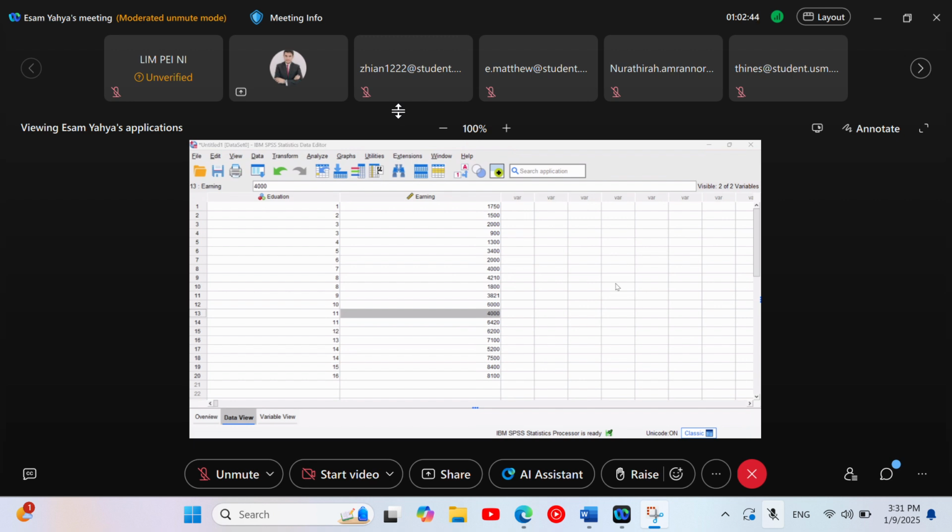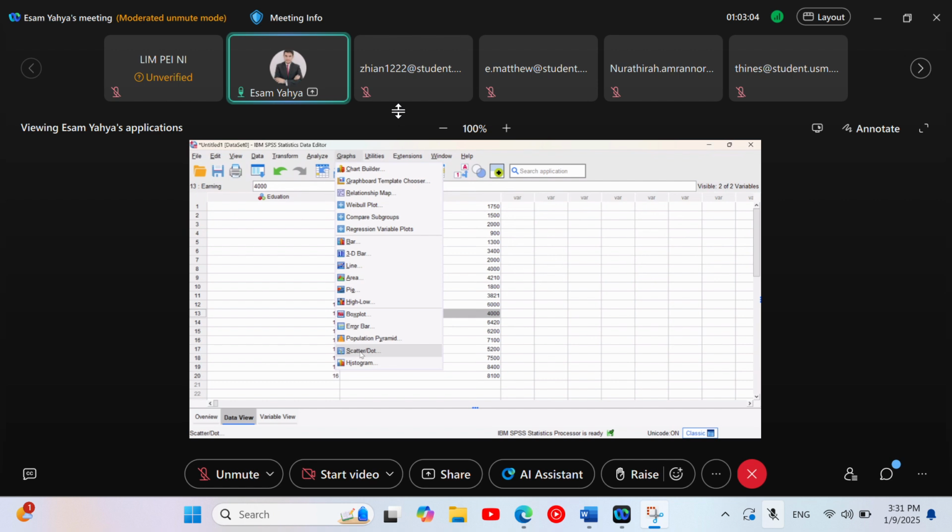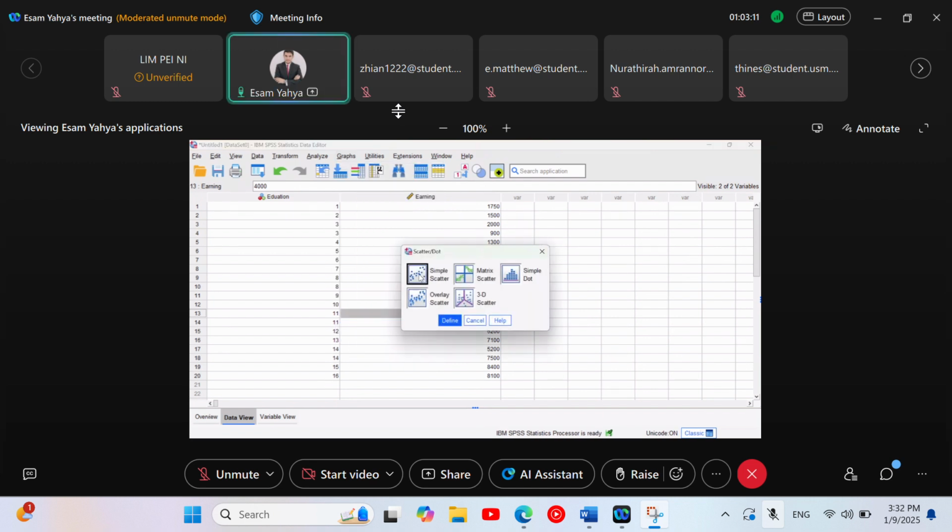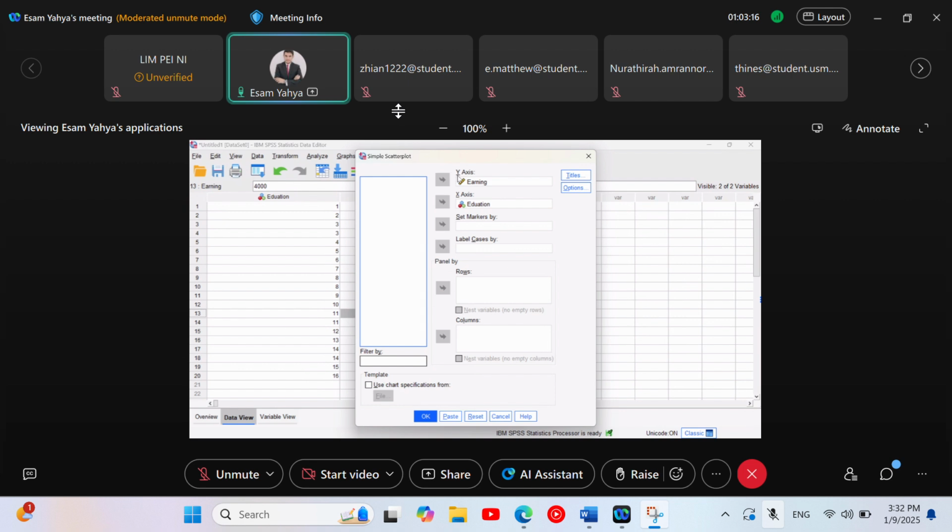Okay, so if you want to draw the graph from this data, I will assume that all of you know how to enter this data in SPSS. If you want to quickly draw the scatter plot, you just go to Graphs, and the very bottom one, scatter dot, click on it, choose simple scatter and define. Now the Y is earning, X education.